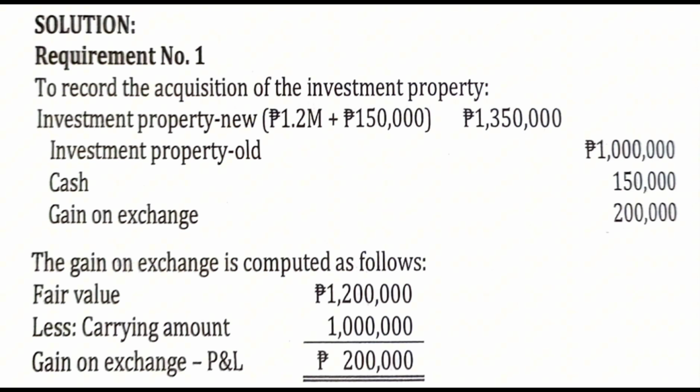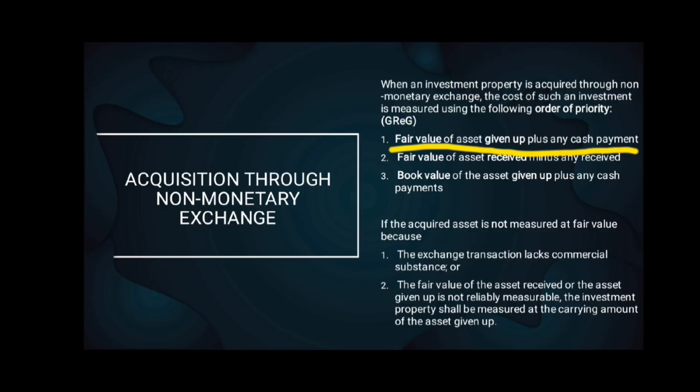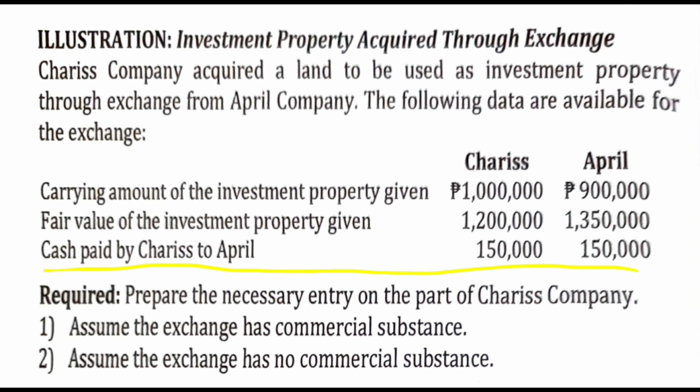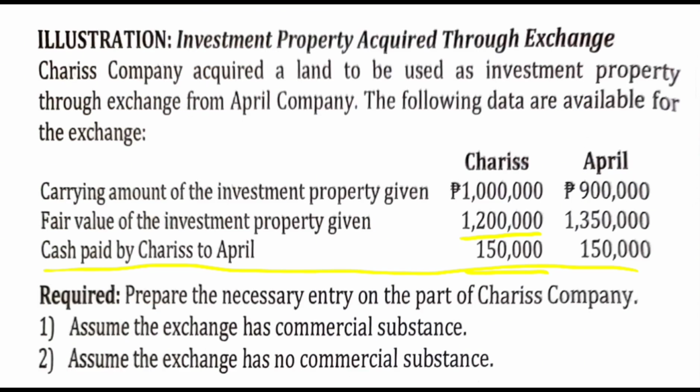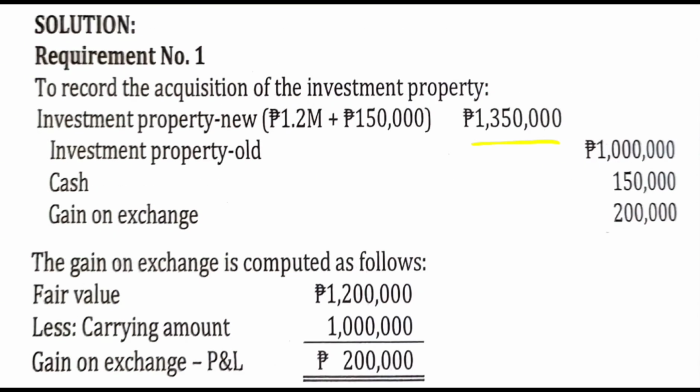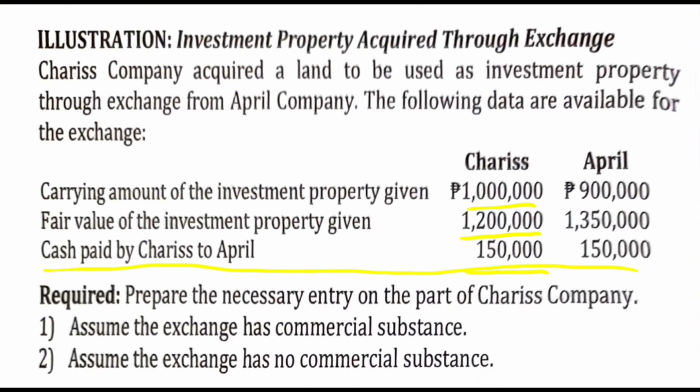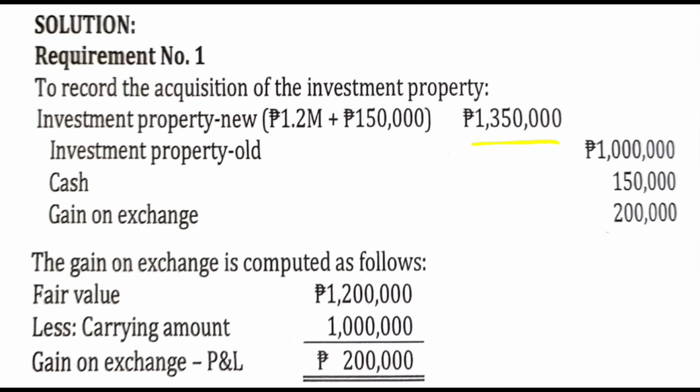new cost, debit 1,350,000. So how did we get 1,350,000? We followed fair value of asset given up plus any cash payment. So we have fair value of investment property given 1,200,000 and cash payment of 150,000. Then we add them, and we have 1,350,000. Then investment property old cost, credit 1 million, which comes from here. Then cash 150,000. Then gain on exchange 200,000.